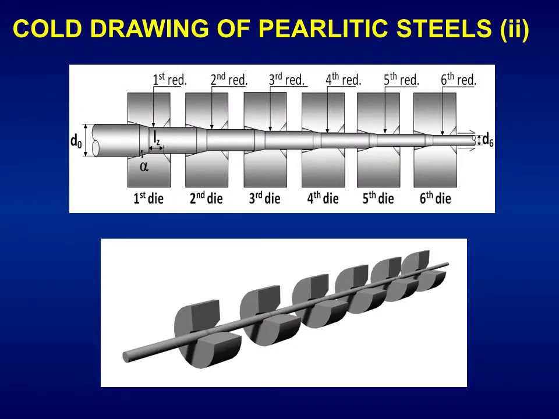Here we have a schematic picture of the wire passing through different dies of decreasing diameter. Here we see from initial diameter D0 passing through the first, second, third, fourth, fifth, and sixth die, with 1, 2, 3, 4, 5, 6 reductions of diameter and progressive increase of the yield strength by a strain hardening mechanism. In the bottom of the slide, we have a 3D picture of the manufacturing process by cold drawing. We can see the wire passing through the dies manufactured from hard metal.